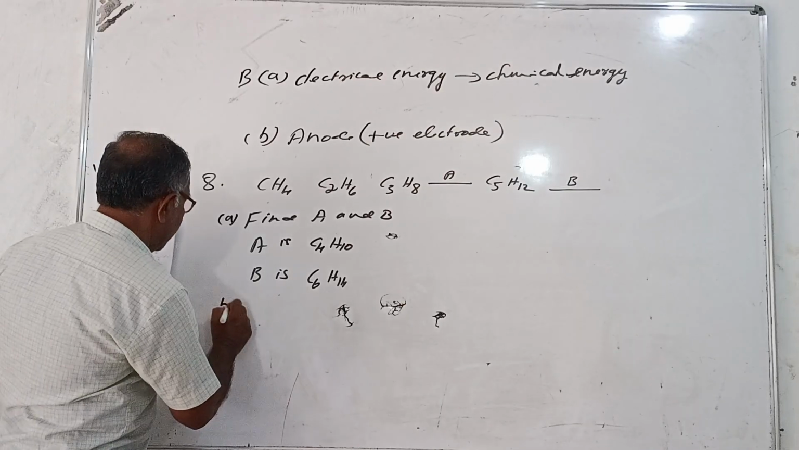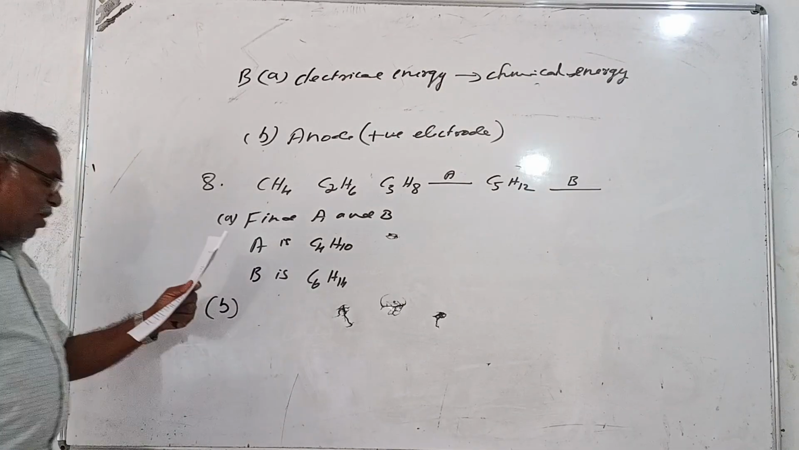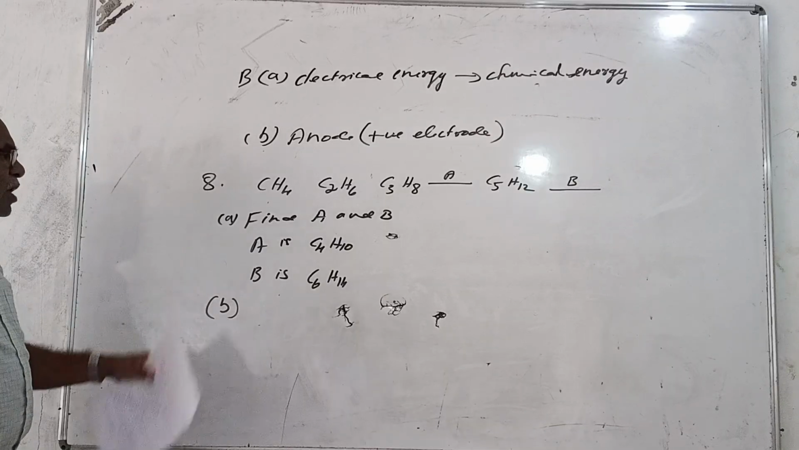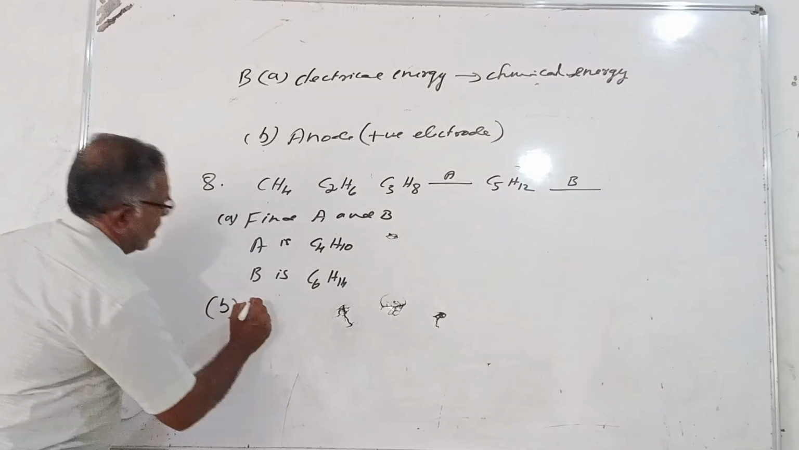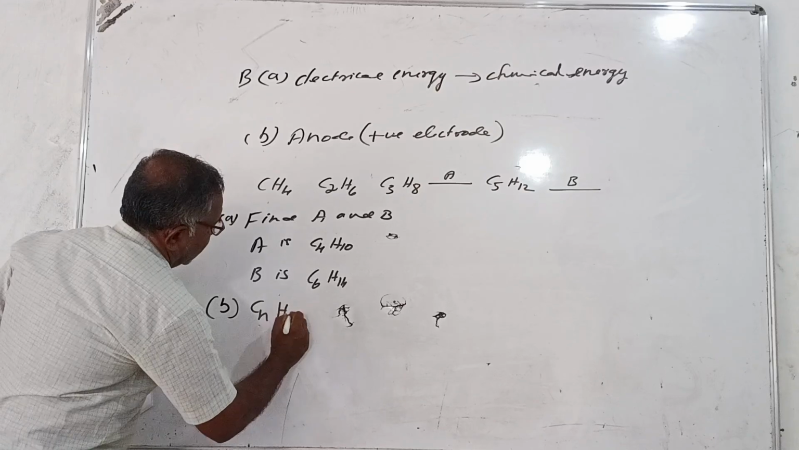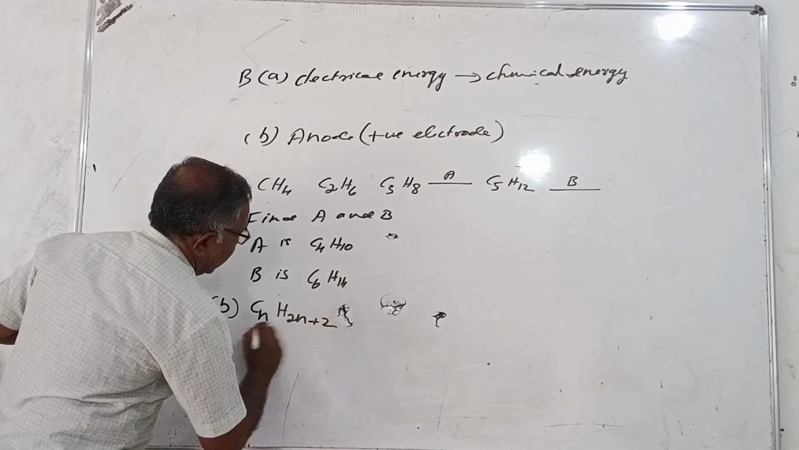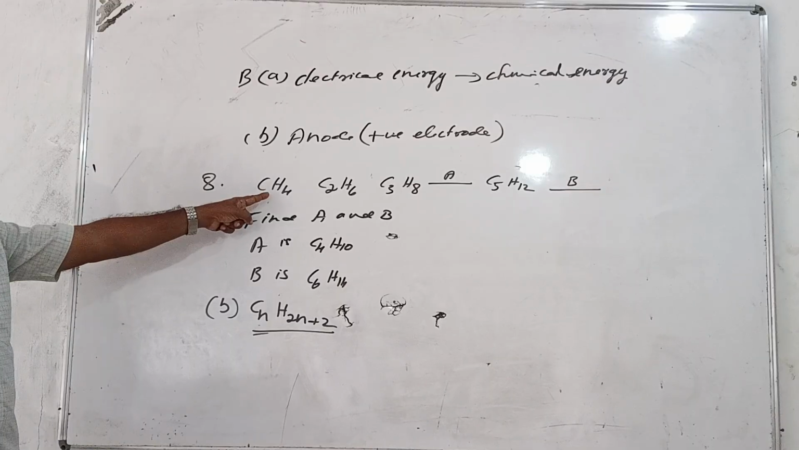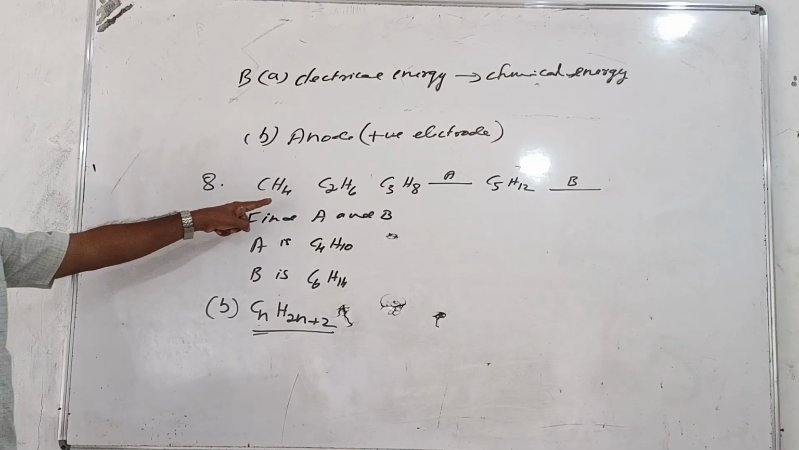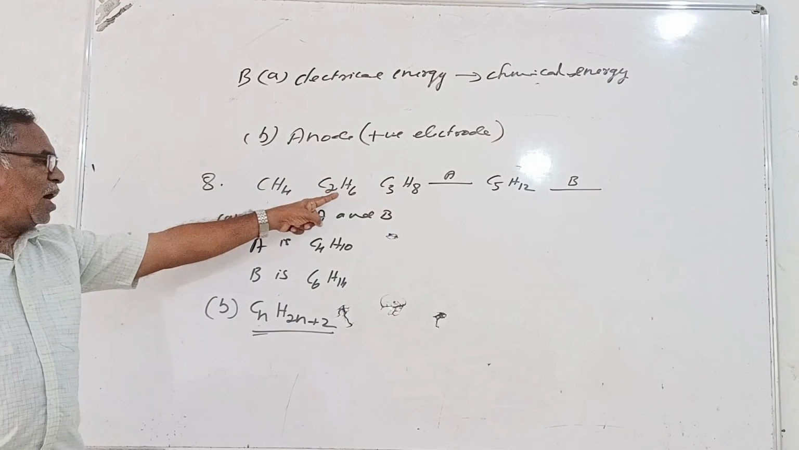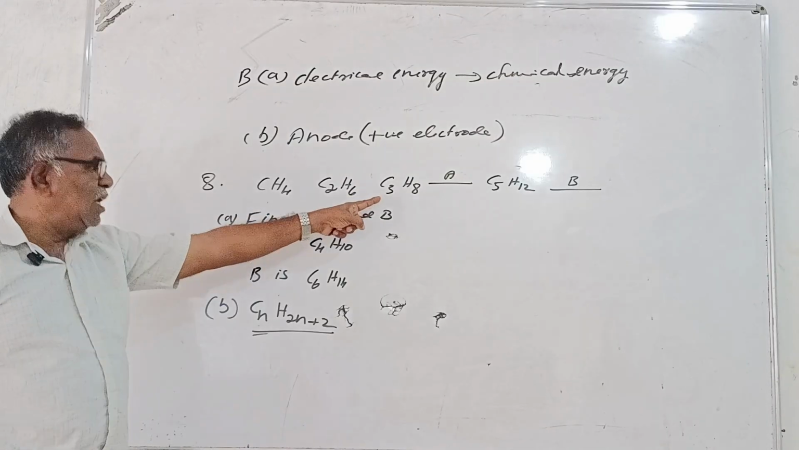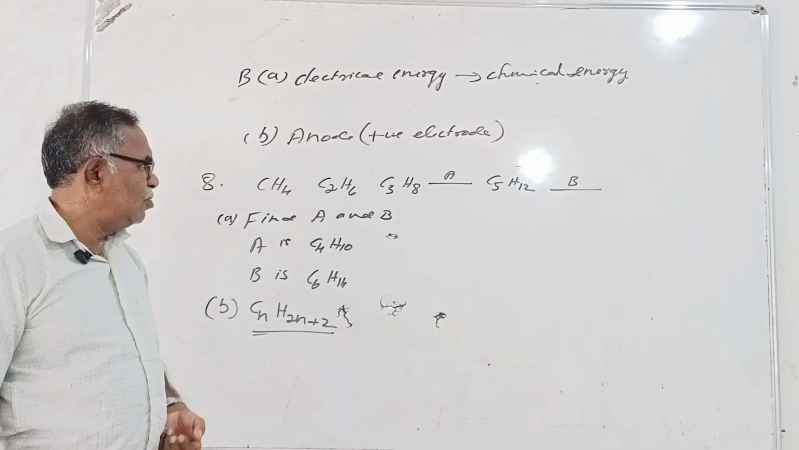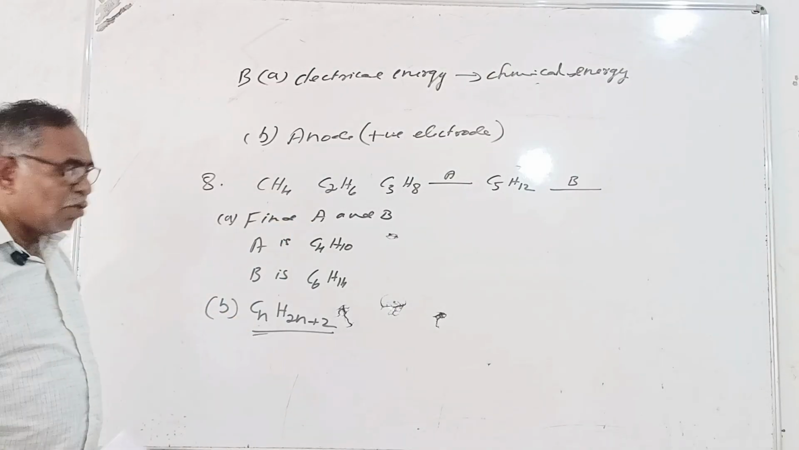What is the general formula of the given homologous series? CnH2n plus 2 is the general formula. That is, when carbon is 1, hydrogen is 4, that is 2n plus 2. Carbon is 2, hydrogen is 6. Carbon is 3, hydrogen is 8. So there is a difference of CH2. Such a series we can call a homologous series.